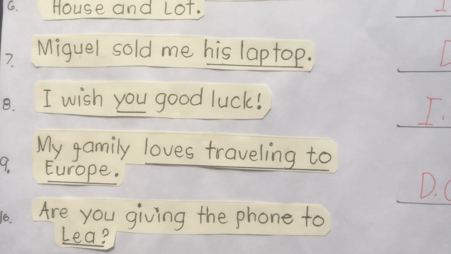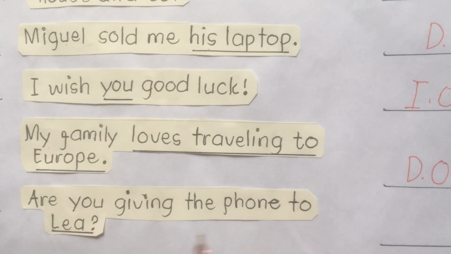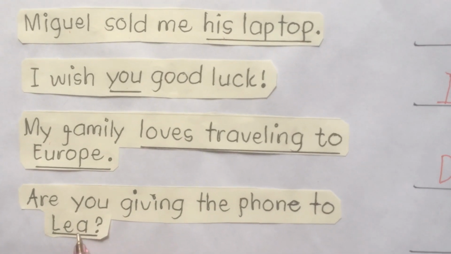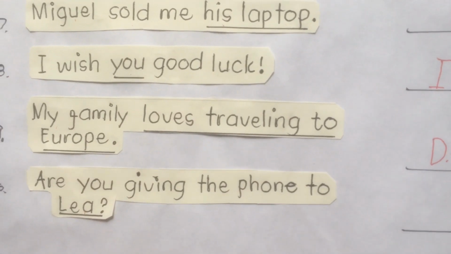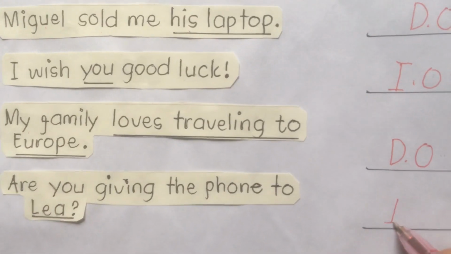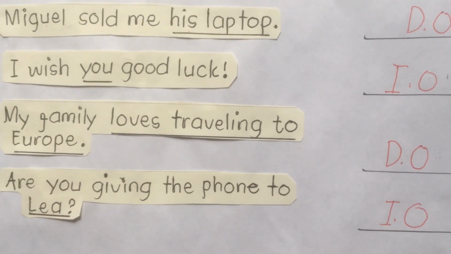Next, are you giving the phone to Leia? The underlined word is Leia. Is it direct object or indirect object? So we chose IO. That means indirect object, guys.